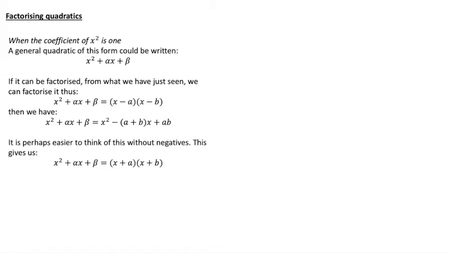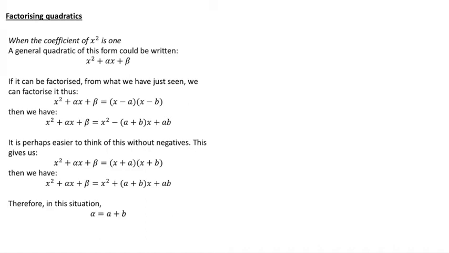Now, it's perhaps easier to think of this without negatives. So we're going to imagine that instead of a and b being the values of x that give zeros, it's actually minus a and minus b. So that means we can write x squared plus alpha x plus beta as x plus a times x plus b, and that gives us x squared plus alpha x plus beta equals x squared plus (a plus b)x plus ab. And therefore in this situation we can see that alpha must be equal to a plus b and beta must be equal to a times b.